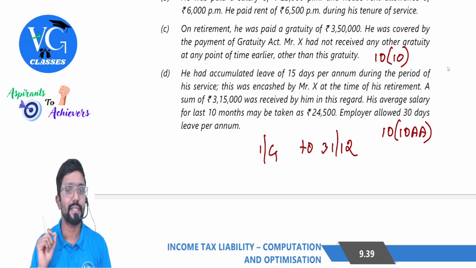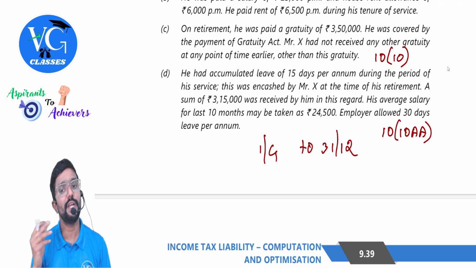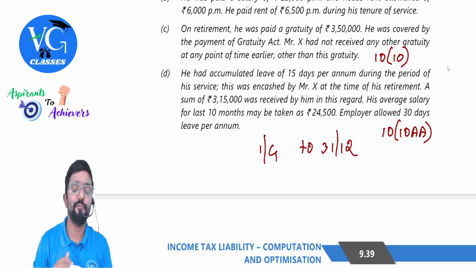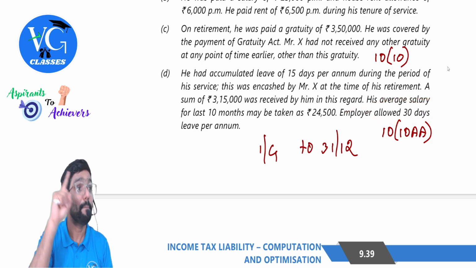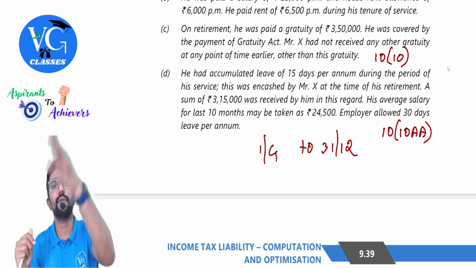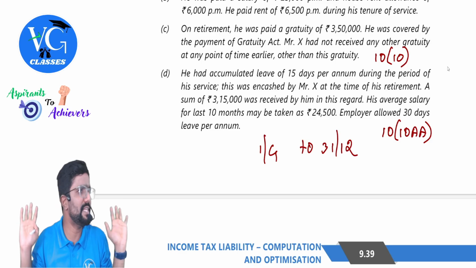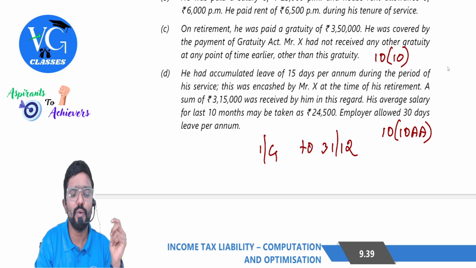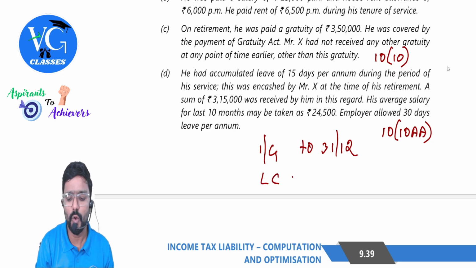His average salary for the last 10 months may be taken as 24,500. They have only given that. Very good. Employer allowed 30 days leave per annum. Guys, as per Income Tax Act also, for every year of completed service, the employee can take how many days leave? 30 days. The employer is also giving the same. Easy for us. So guys, what is the leave credit? If I ask you what is the leave credit, how much is that? Tell me quickly.